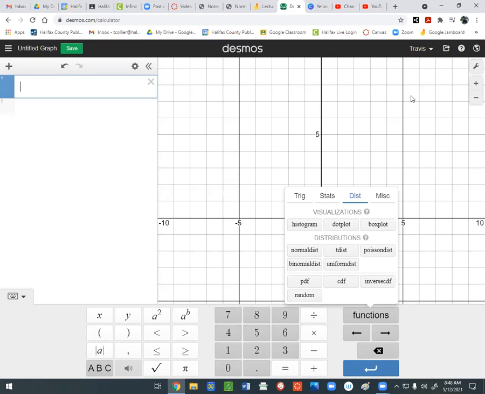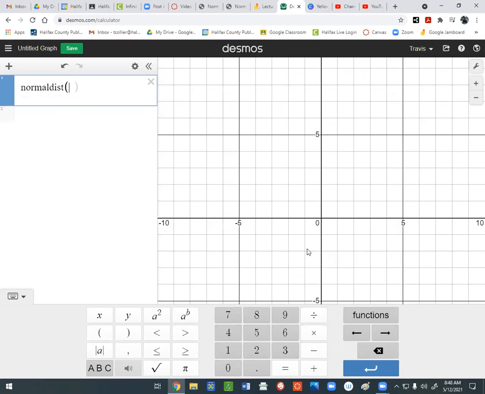Under that, you'll see visualizations, distributions. We're going to click on normal dist. That's going to be the first distribution that you'll see, so go ahead and click on that. When you do that, in box 1, you'll see normal dist. And if you ever want to bring that up, all you have to do is type in normal dist, and it'll bring up the normal distribution.